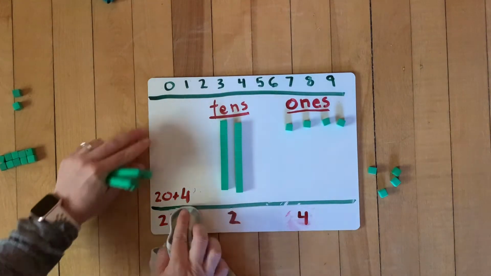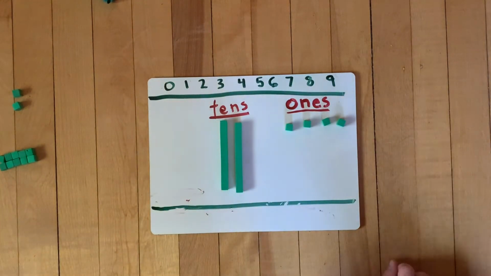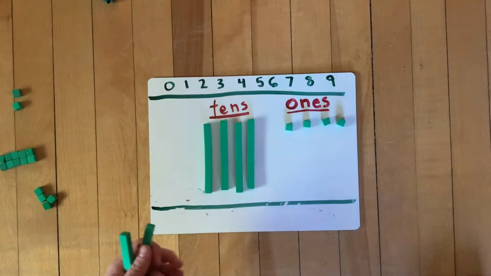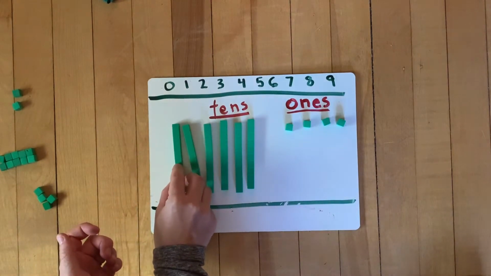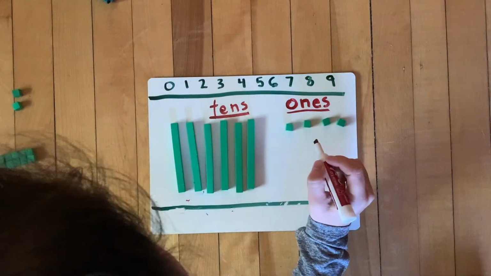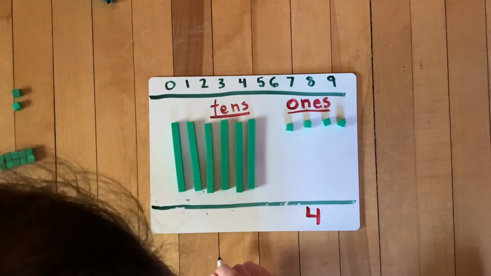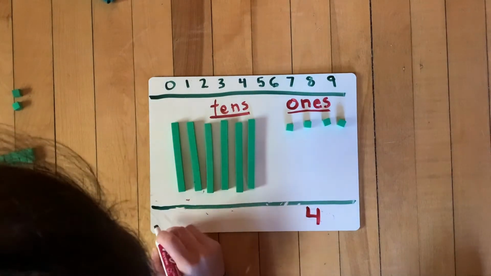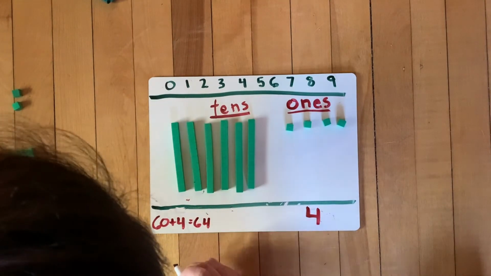Let's keep counting, because I know after 24 salmon, we should still have a lot of salmon to go. 34, 44, 54, 64. Let's stop and keep track of that. First, I'm going to count the ones. 1, 2, 3, 4 ones. How many tens? 10, 20, 30, 40, 50, 60. So 60 and 4 ones together make 64.